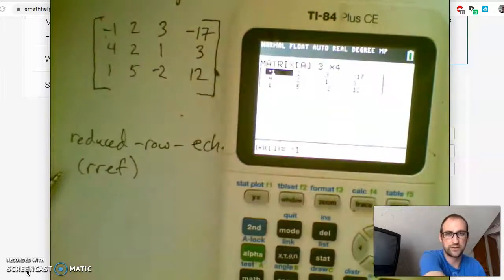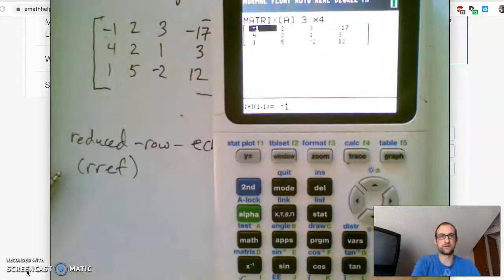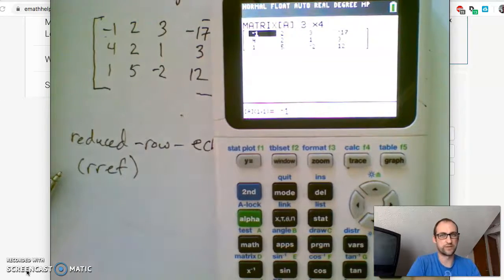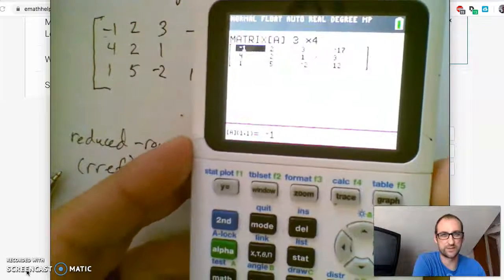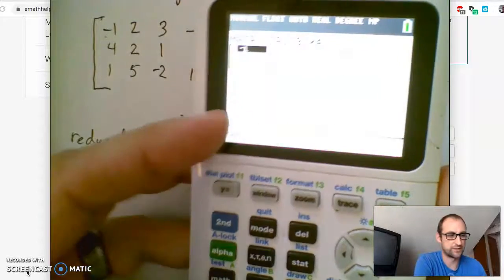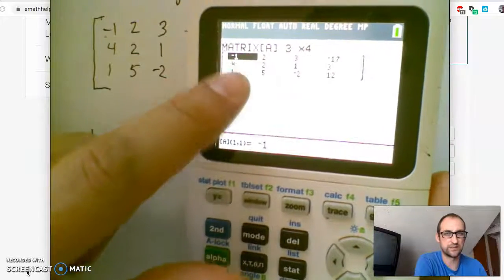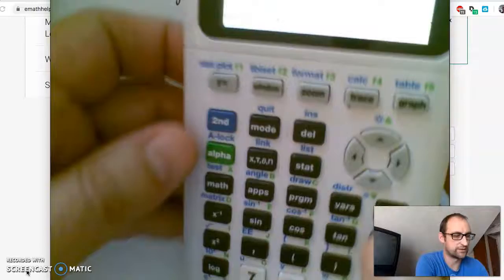Now here's the cool part. You can make your calculator do all the other hard work, which is row reduced echelon form. Your calculator is going to be doing probably 30, 40 steps for you, where you multiply this one, you subtract it from here, you add it to there. Anyway, here's what it looks like.